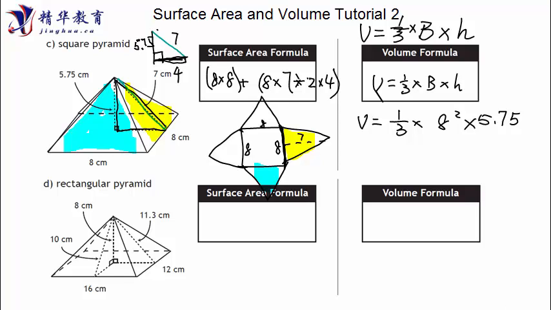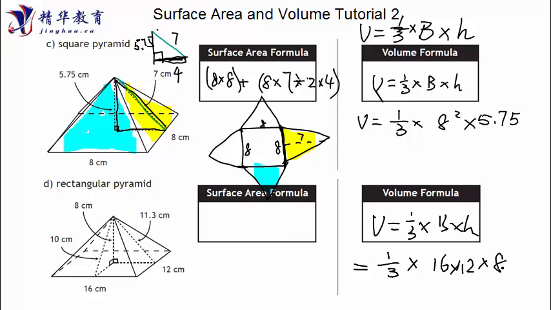Okay, next. The rectangular pyramid is pretty similar to a square pyramid. There's only one extra step here. Again, let's talk about the volume first. So volume is always easy. 1/3 times base times height. So the base is how much? Base is 16 times 12, and then the height is 8. And that's it. So far so good. We're not going to calculate this. So easy enough. Surface area is a little bit tricky because we have a little bit of difference here.